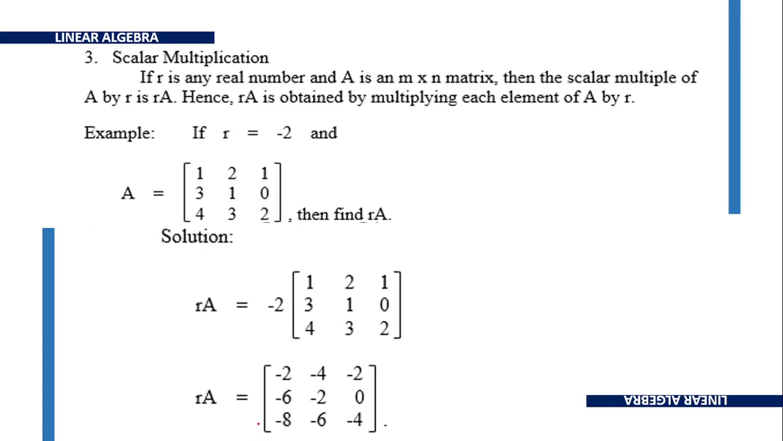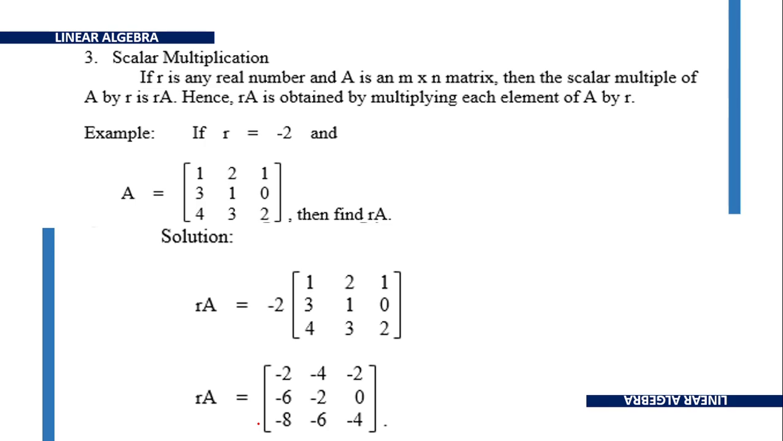Next, we have the scalar multiplication. So, for scalar multiplication, basahin ko lang ulit yung definition niya. If R is any real number, and A is an m by n matrix, then the scalar multiplication A by R is RA. Hence, RA is obtained by multiplying each element of A by R.